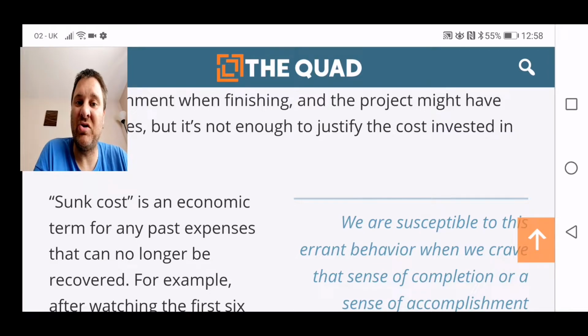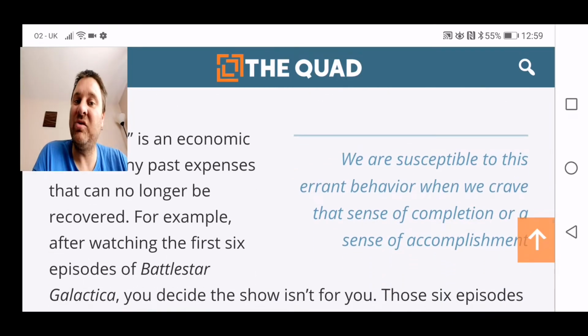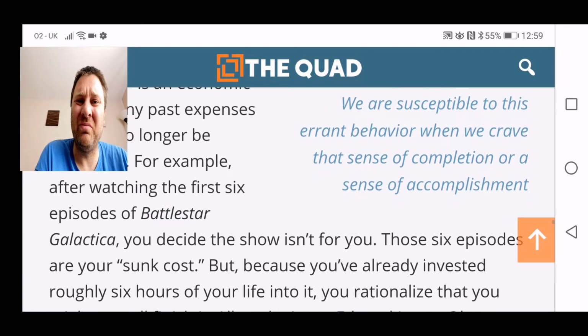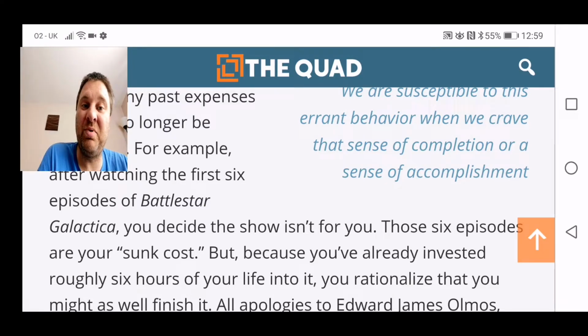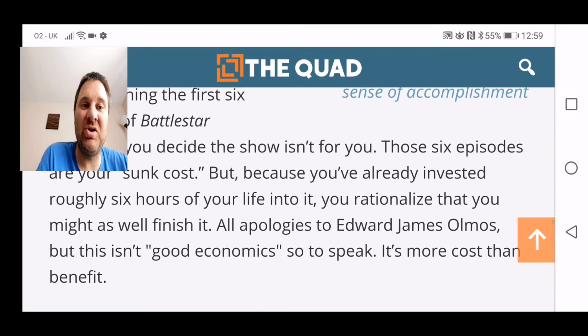Sunk cost is an economic term for any past expenses that can no longer be recovered. For example, after watching the first 6 episodes of Battlestar Galactica, I don't think I've ever watched that, to be honest. I think I might have seen the odd one, but I'm not really into the sci-fi stuff no more since this. But you decide the show isn't for you. Those 6 episodes are your sunk cost, because you've already invested roughly 6 hours of your life into it, you rationalise that you might as well finish it. All apologies to Edward James Olmos, but this isn't good economics, so to speak. It's more cost than benefit.